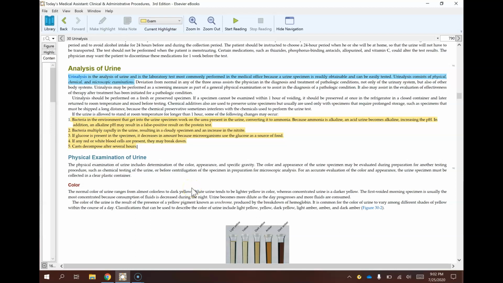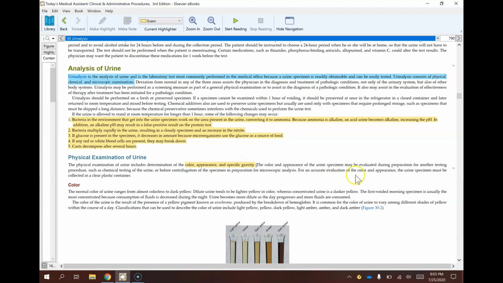So the next type of analysis we do on urine is the physical exam. What does it look like? What color is it? The normal color of urine is kind of a straw or yellowish, light yellow to mid-yellow color. When you have urine that is dark red or too pale, too dilute, that is a physical characteristic of urine. You want to look at the color, the appearance, and the specific gravity of urine.